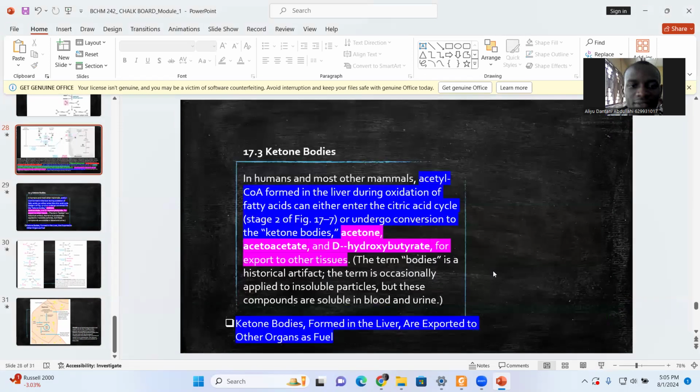Now, ketone bodies. In humans and most other mammals, for example, acetyl-CoA formed in the liver during oxidation of fatty acids can either enter the citric acid cycle, of course, right? Acetyl-CoA, we know, enters the citric acid cycle.